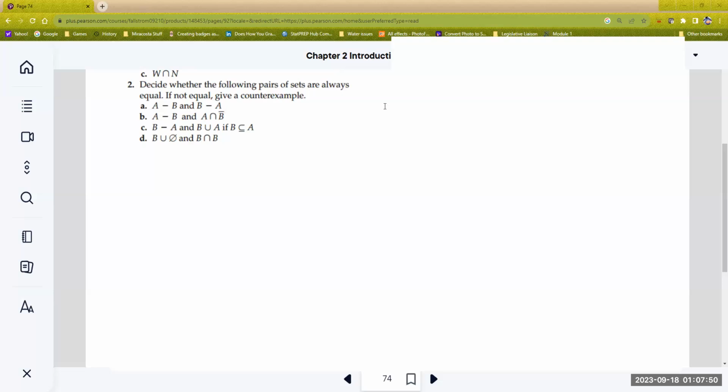So I think I did this one in one of the videos for the homework. But yeah, so just try it, right? A set difference B and B set difference A. Now you have a couple ways you can go about trying it. You could try drawing a picture quickly if you wanted to.